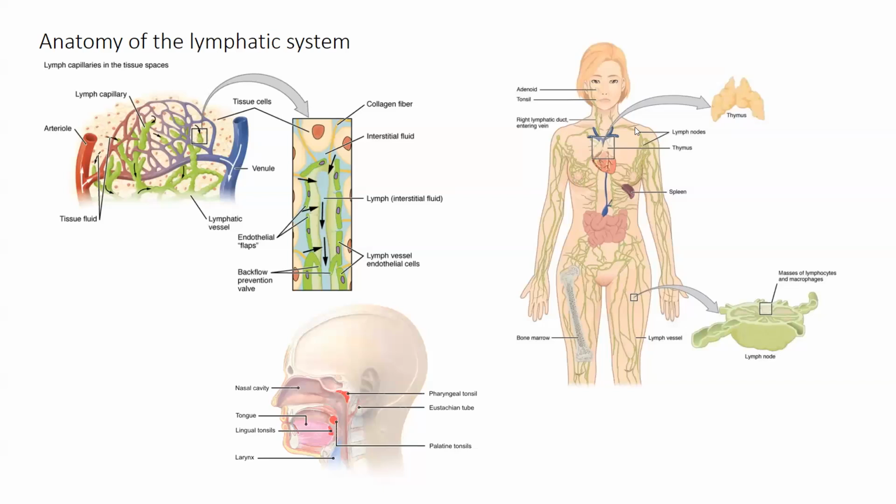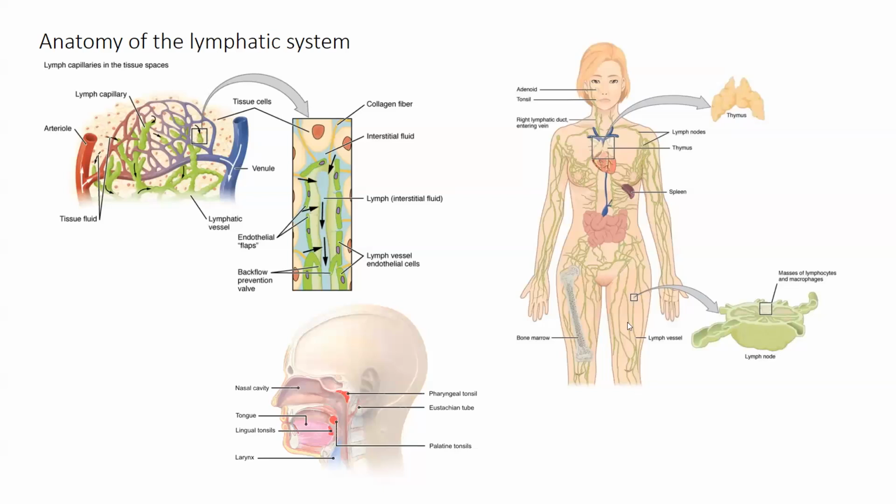So all that fluid comes back to these veins right here. Fluid from the right side of the head, the right arm, and all lower extremities gets returned to the right side. Fluid from the left arm and the left side of the head gets returned on the left side back into circulation, back into these veins, and back into the circulatory system.